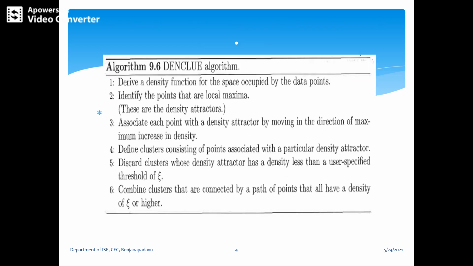So this is the DENCLUE algorithm. There are 6 steps in this algorithm. The first step says to derive a density function for the space occupied by the data points. We should derive it completely, the density function for the space occupied by the entire set of data points.